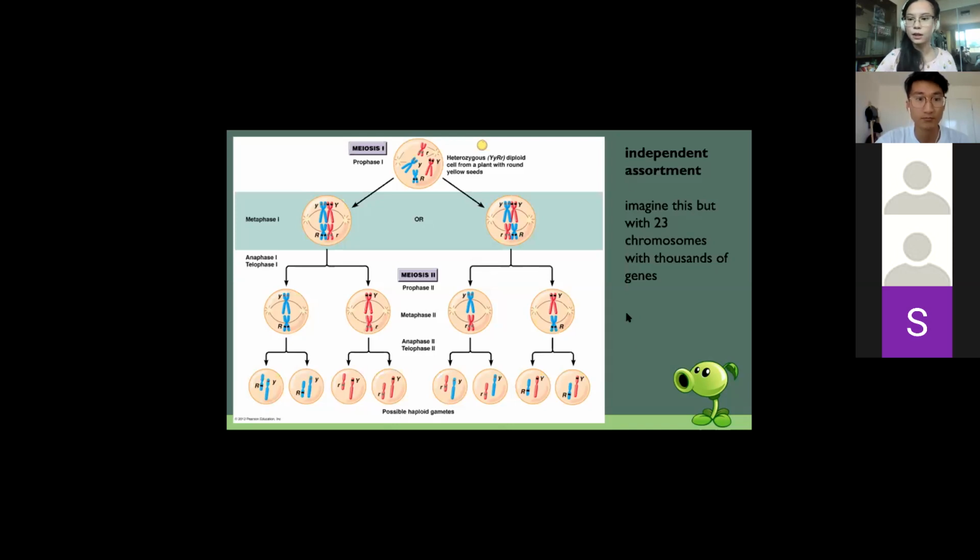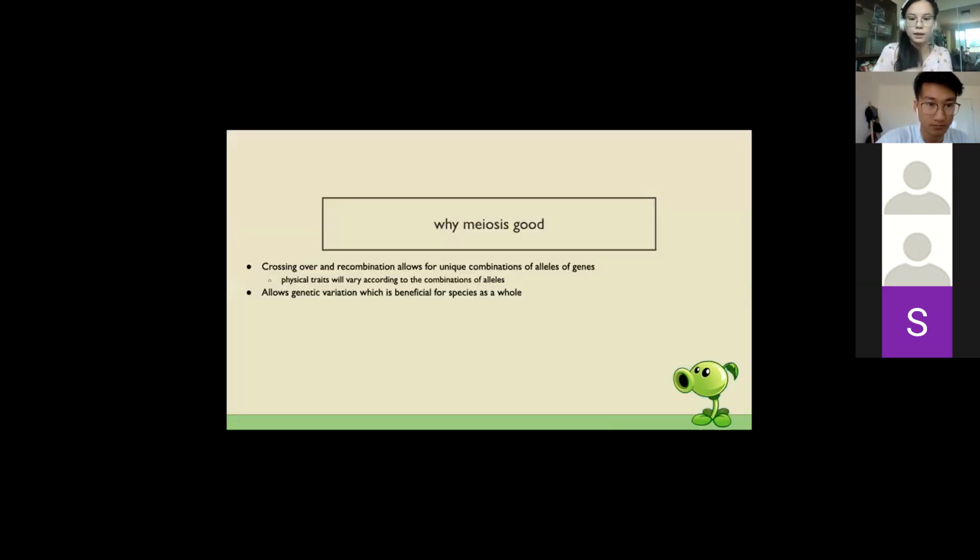I want to get quickly through this, so have a look more closely at the slides later. But basically it ensures that daughter cells are different from the precursor cells so that you're not identical to your parents. And this is good because within a population, it allows genetic variation, which can contribute to the survival of the population and the species.